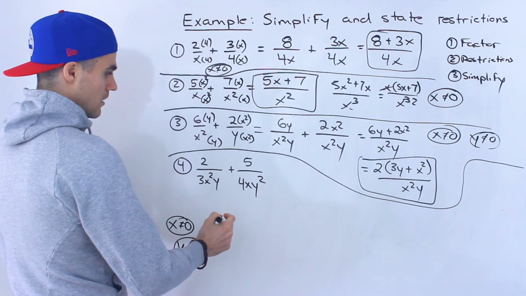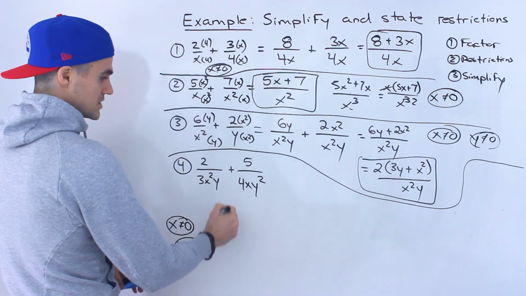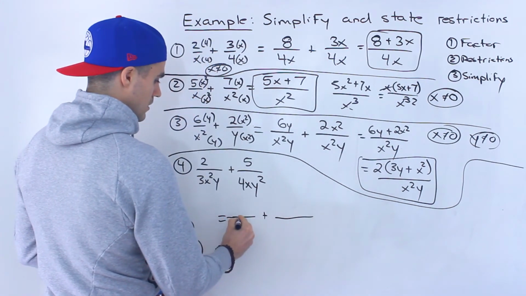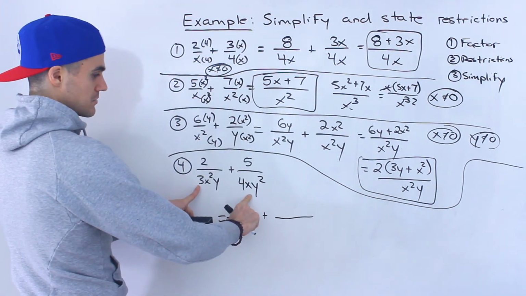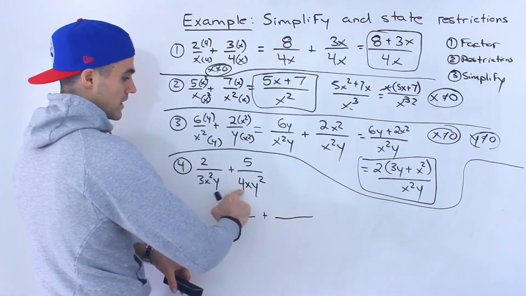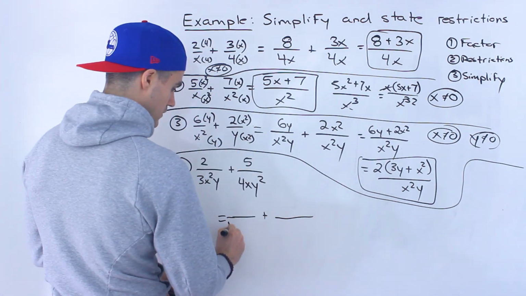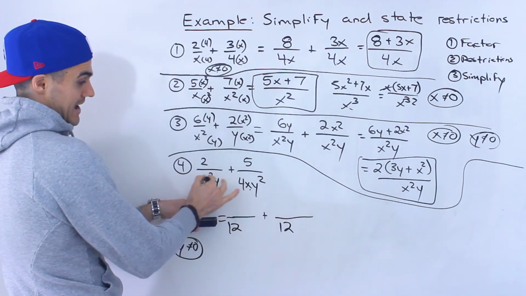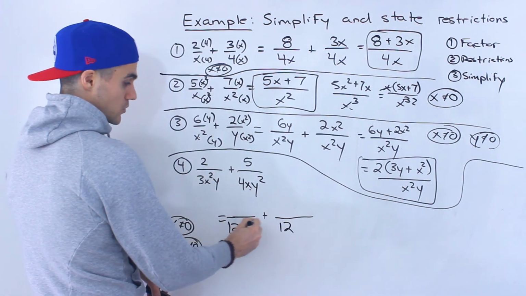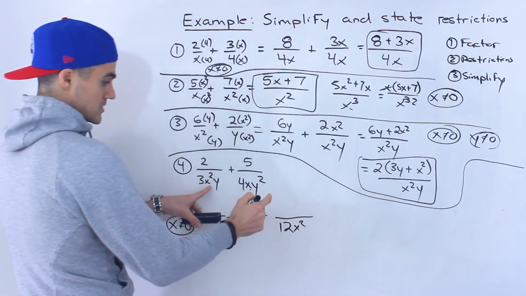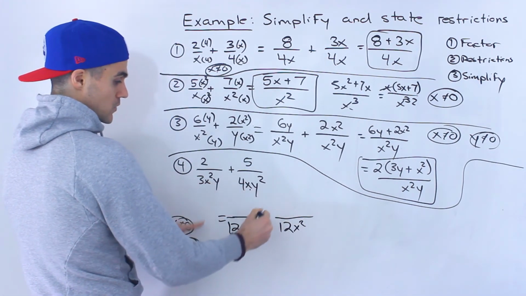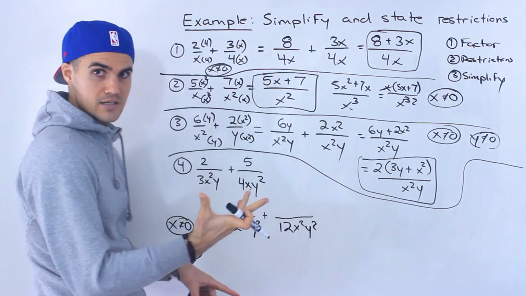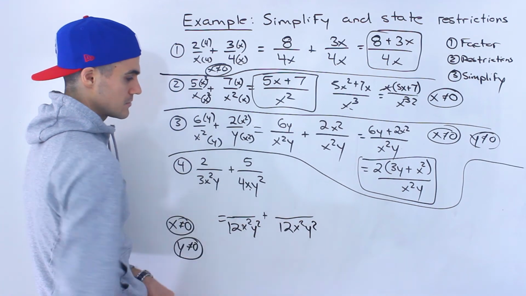Right? So now, what is the lowest common denominator between these two expressions? So what's the lowest common denominator between 3 and 4? It's 12. What's the lowest common denominator between x and x squared? Well, it's going to be x squared. And then what's the lowest common denominator between y and y squared? It's y squared.